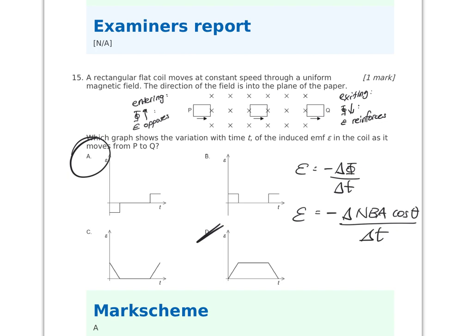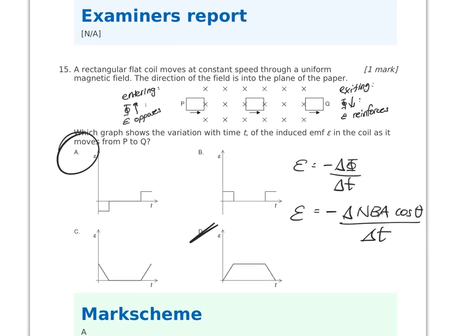So even just recognizing that difference, we're not going to have both positive EMF in the beginning and in the end, but instead what we're left with is choice A, where we have a negative EMF to begin with, but then we have a positive EMF in the end.